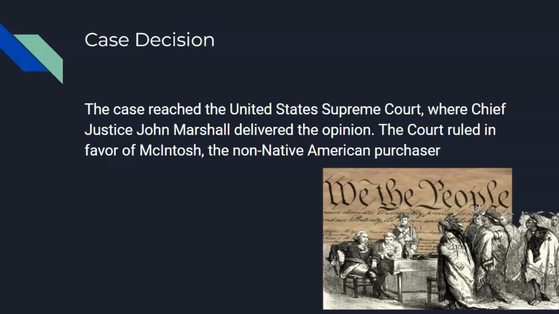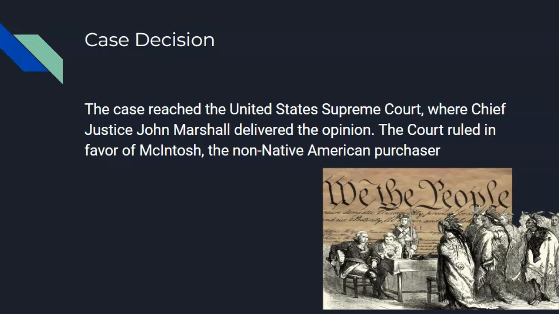This case decision reached the courts, and Chief Justice John Marshall delivered the opinion that the court ruled in favor of William McIntosh, the non-Native American purchaser. And you can basically see that in the bottom right picture, natives were unhappy with the ruling because they feel as if their land is being stripped from them. When they settled onto that land, they felt they owned that land and that it couldn't be taken away from them.